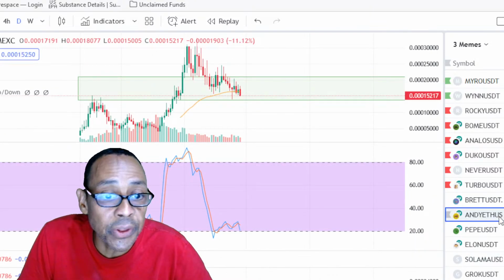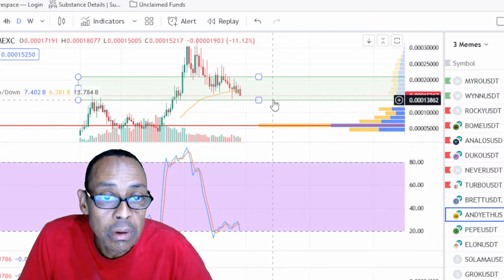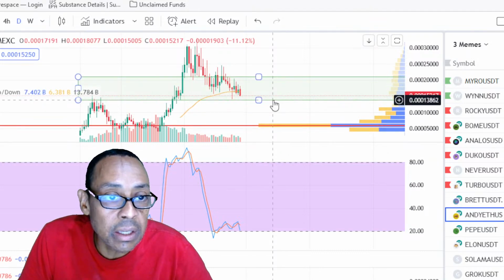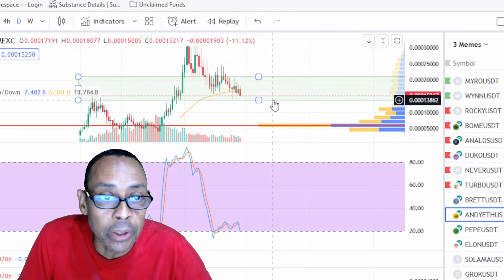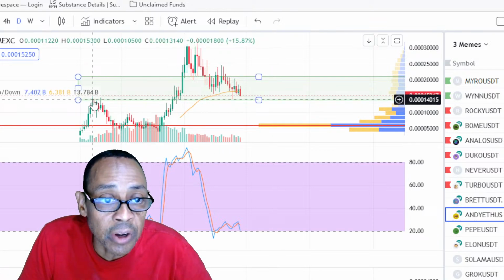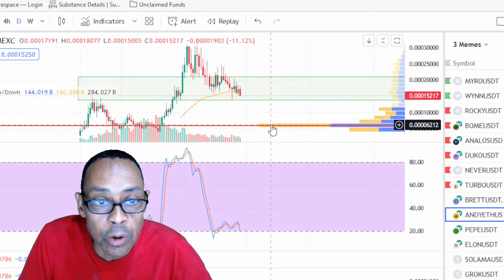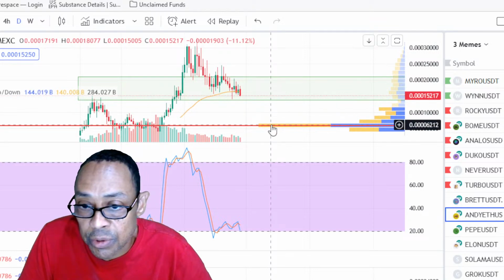Then we got Andy. Andy is an ETH play, and it's going to go down to at least 3 zeros and a 13, but it could go below that. If we fall below this previous peak here and fall out of that box, you're looking at the possibility of this node back down to the POC price of 4 zeros and a 6.